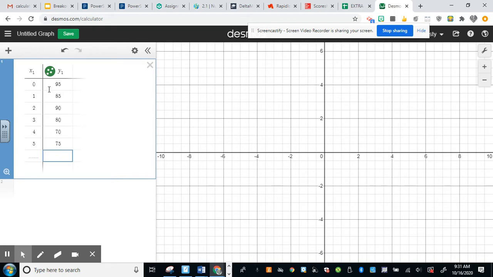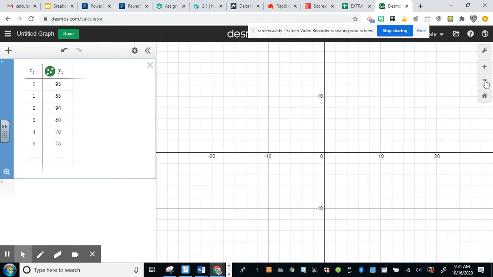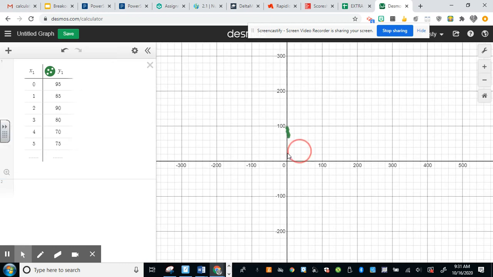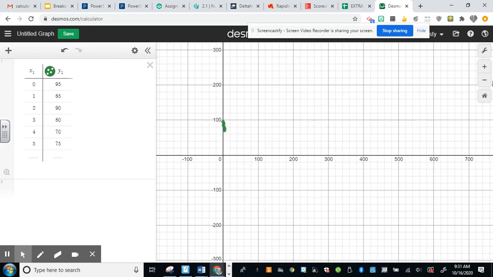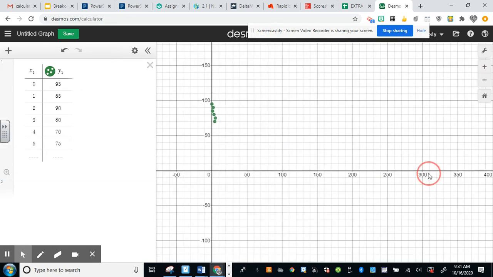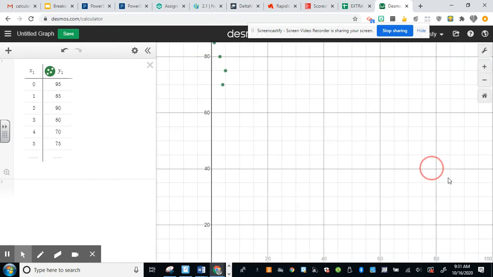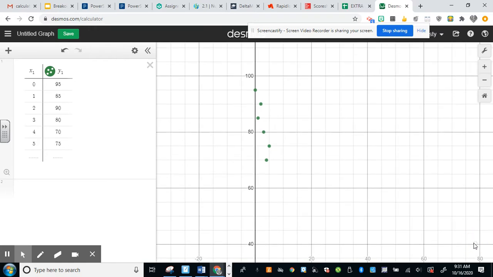So I do not see these points yet because my y values are so big. So I'm going to have to decrease my screen a little bit so I can start seeing it. And here's what I'm seeing. So I can zoom in, zoom out till I can see those points. So it's a very negative line. You could change your scale if you wanted to. For the purpose of this, we don't necessarily have to do that.